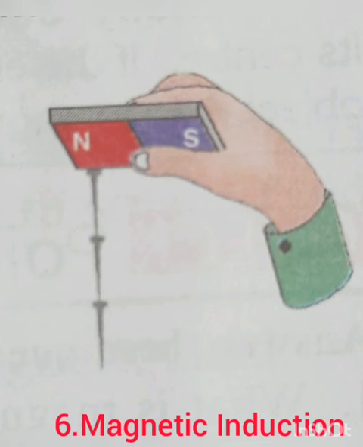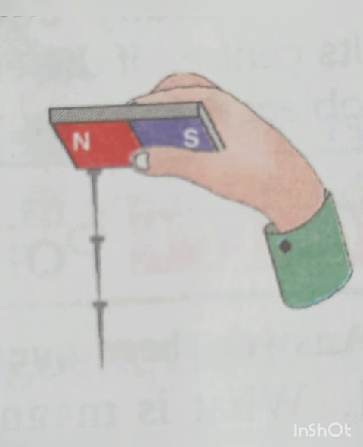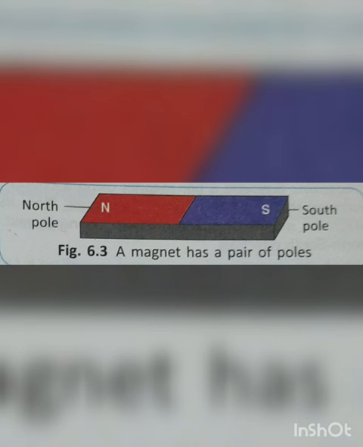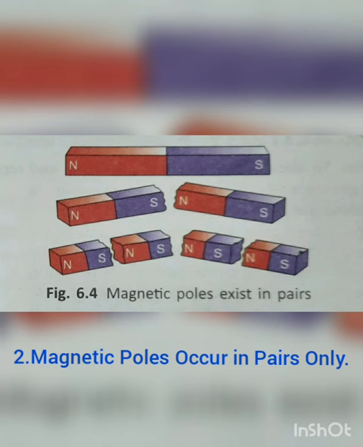Look at this image. The needle acts as a magnet. The second needle also acts as a magnet. Okay, these are the properties of magnets. Which are the properties of magnets? The first one, a magnet has two poles, the north and south poles. And the second property is magnetic poles occur in pairs only.